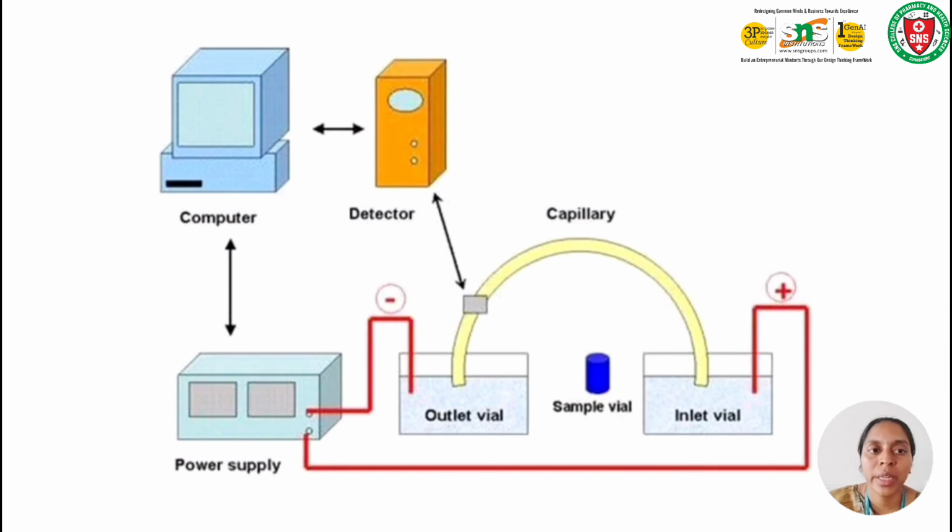and the separated components will reach the detector. In capillary electrophoresis, the electroosmotic flow also occurs, moving from the positive electrode to the negative electrode, and on the side of the negative electrode there is a detector. If the components have a higher migration rate, they will reach the detector faster, and they will be detected in the computer system and recorded as an electropherogram.